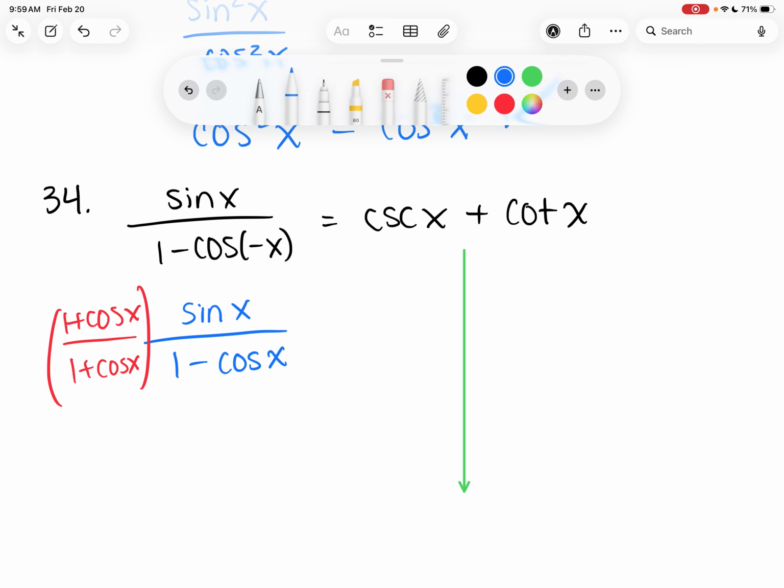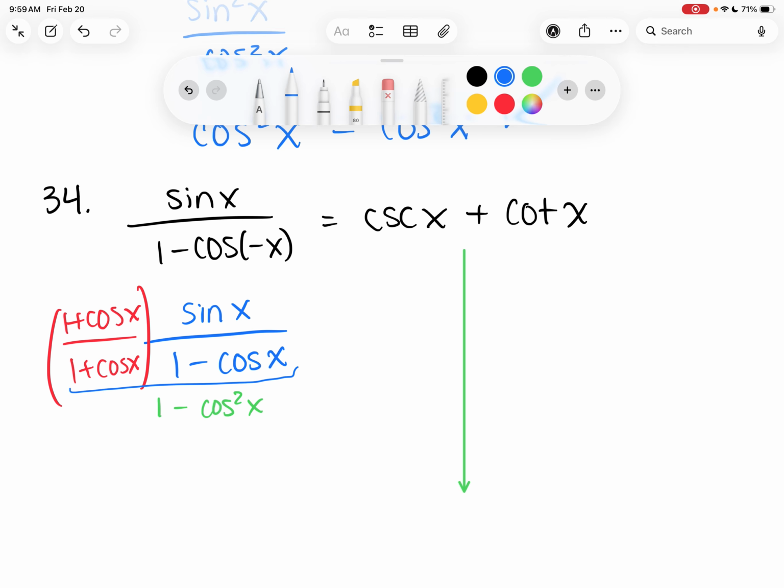So, on the bottom, this is going to be a difference of squares. So this would be 1 minus cosine squared of x. Because if I FOILed, I have 1 times 1 is 1. 1 times negative cosine, so that's minus cosine. 1 times positive cosine, that's plus cosine. Those things would have canceled. And then cosine and cosine are cosine squared. So this becomes 1 minus cosine squared. Excuse me. That was a lot.